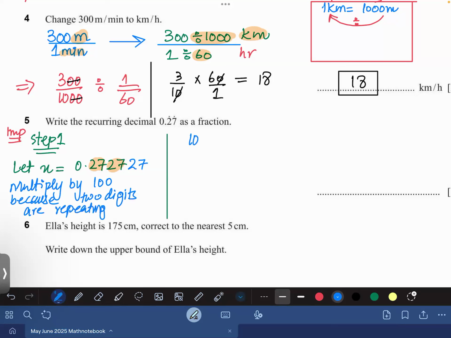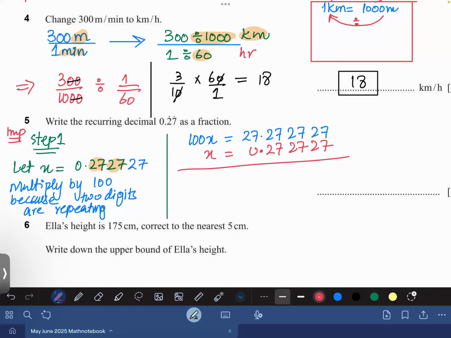So it would be 100x equals 27.272727, it will repeat. Now, Laluna, I am going to subtract x from 100x. So write x below that. So it would be 0.272727. So 100x minus x is 99x, Vadan. And this is cancelled, this is cancelled, this is cancelled, because 7 minus 7 is 0. So 27 minus 0 is 27. And Vadan, that is the reason it is 27 by 99.